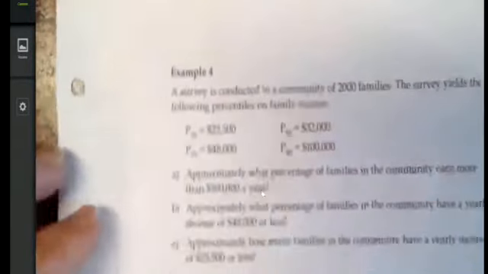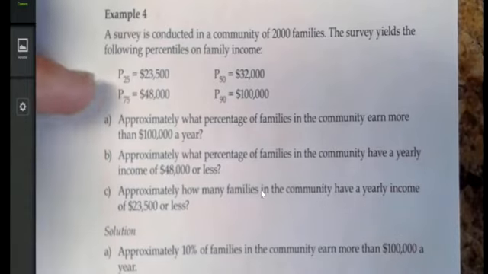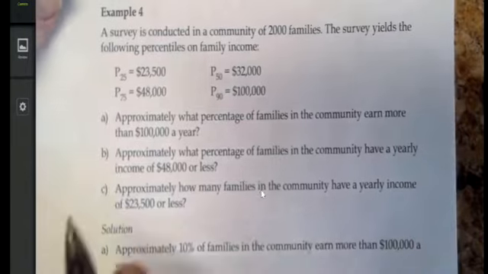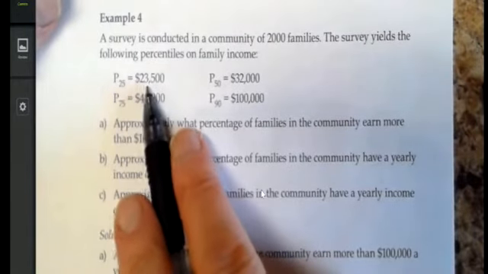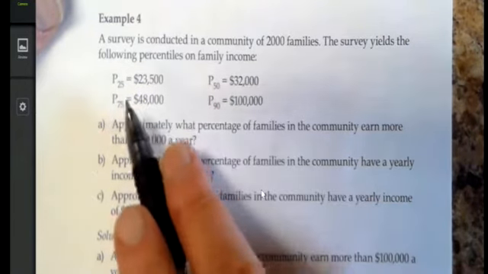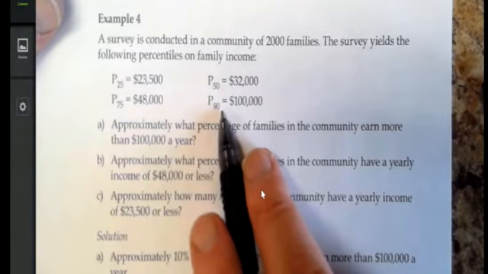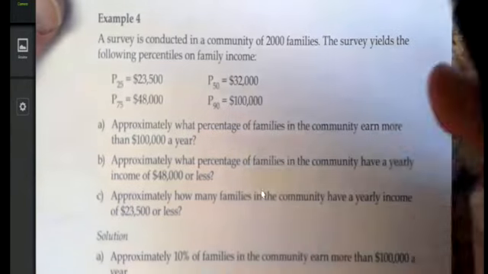Let's have a look at page 73. A survey is conducted in a community of 200 families. The survey yields the following percentiles on family income. So here we have the information. First percentile, 23,500. Median, 32,500. Upper quartile, 48,000. And in the 90th percentile, 100,000.